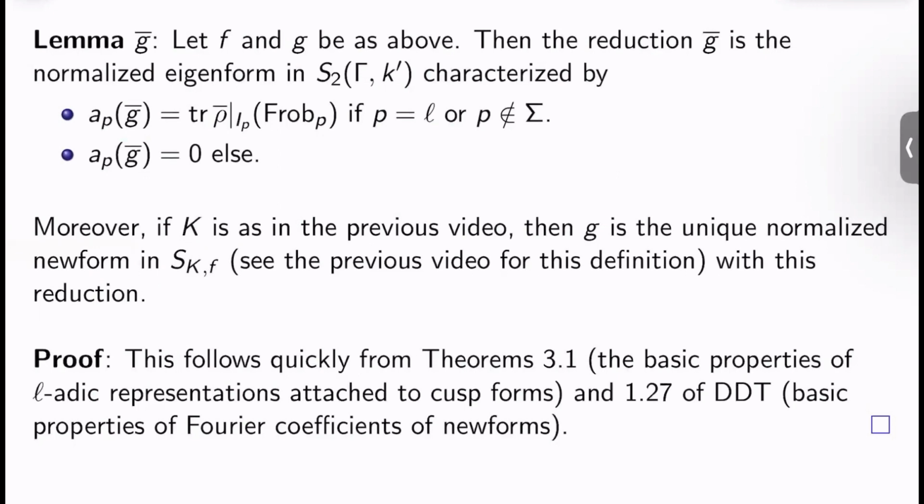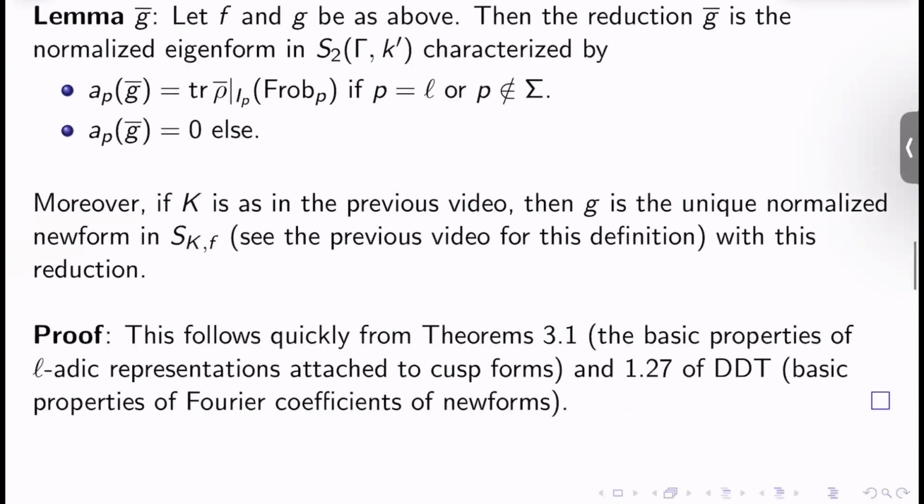I'm not going to get into the detailed proof of this. It just follows quickly from Theorem 3.1 in, for example, DDT, and also Theorem 1.27 there. Theorem 3.1 there, again, is the basic properties of rho sub f, and Theorem 1.27 there is the basic properties of Fourier coefficients of newforms. We've covered all of this before already in this playlist. It's not hard at all.